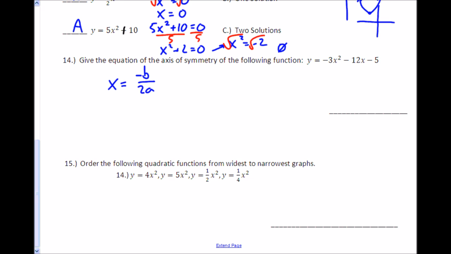So now I'm just going to plug this in. The b value is right here. It's a negative 12, so the opposite of that would be a positive 12. The a value is right here. It's the negative 3, so 2 times the negative 3.